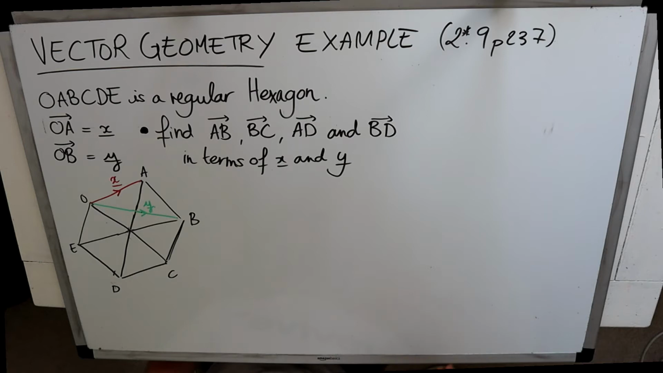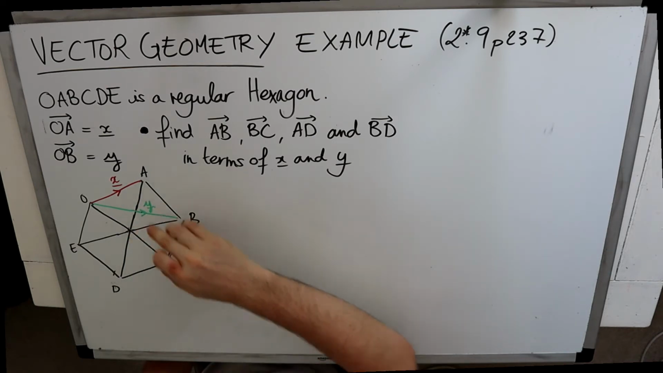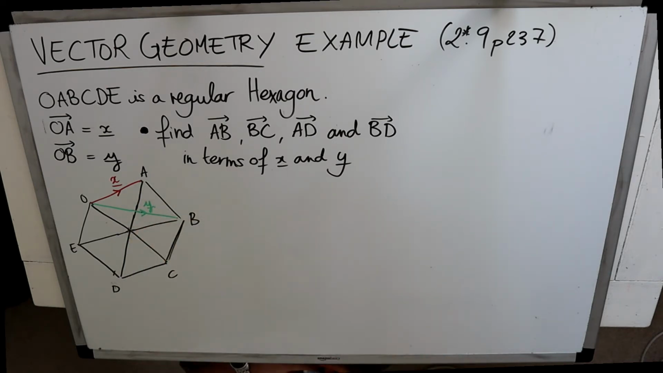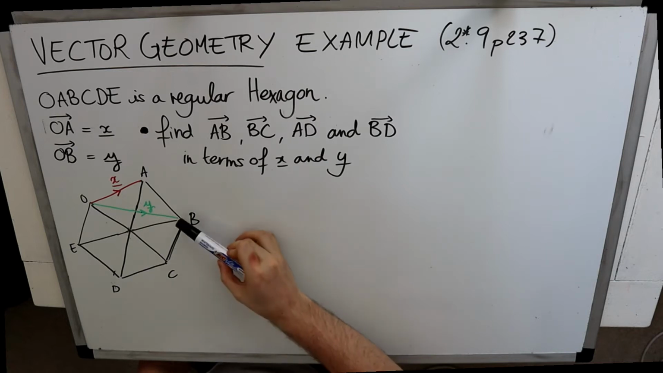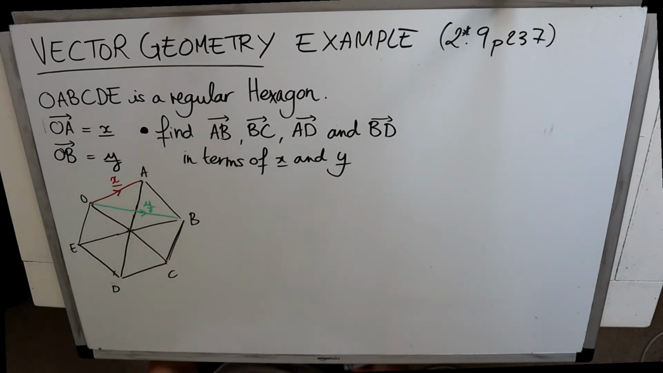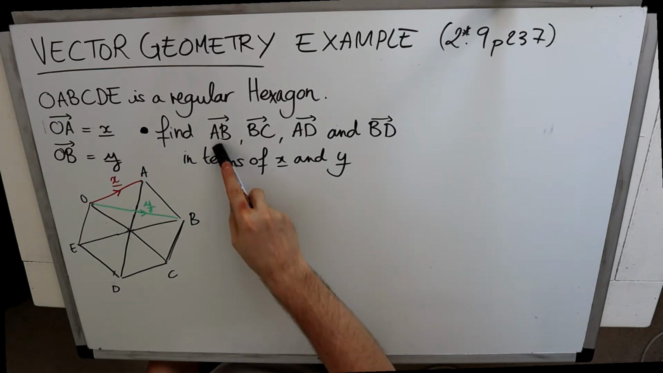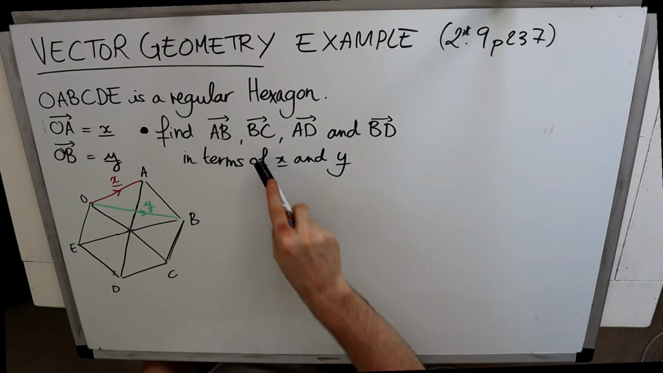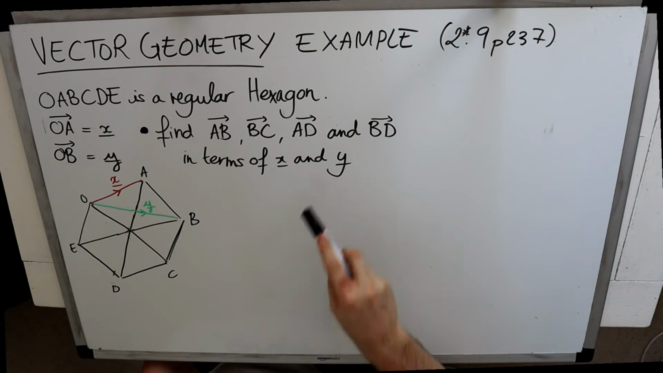This type of exercise is probably a lot more straightforward than it looks. It's a problem-solving question where you're essentially only allowed to use x and y to get anywhere. We have our regular hexagon. I'm allowed to use a couple of the properties that I know from geometry, like the fact that these sides are parallel, etc. And I'm just going to trace from A to B, only using x and y, from B to C, only using x and y, from A to D, only using x and y, etc.